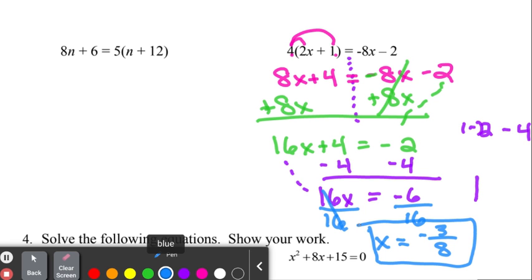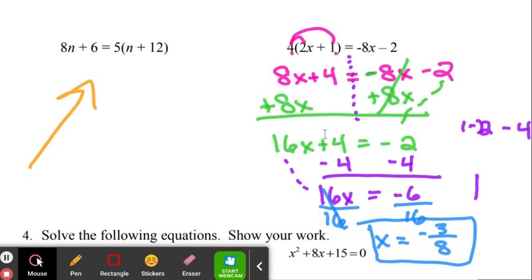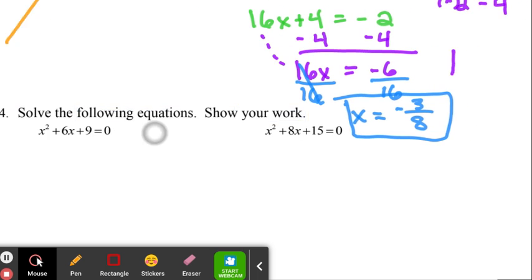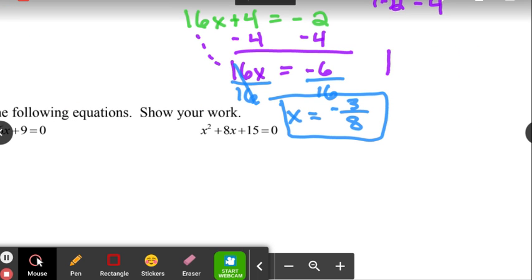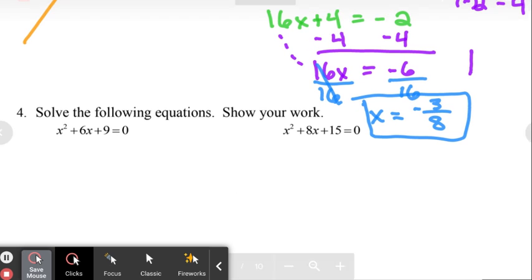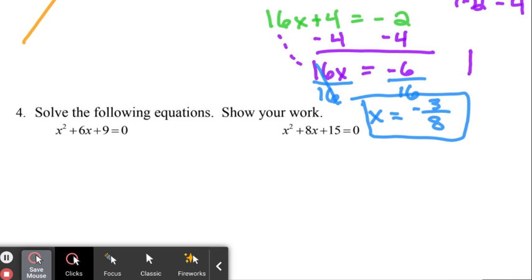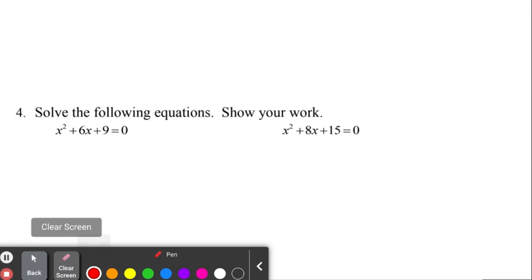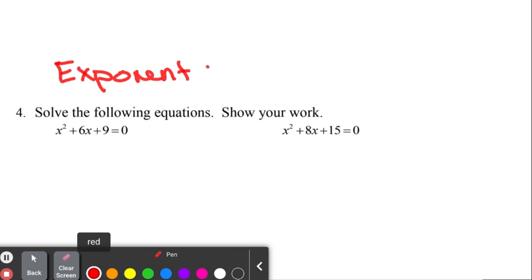So that's hard enough. If you look at all of these equations up here in this section, there are no exponents. Down for number 4, there are exponents. Both of them have an exponent of 2 and an exponent of 2. So when you see an exponent, you can't solve the regular way. What you have to do is the quadratic formula. So when you have exponents, you have to use quadratic formula.